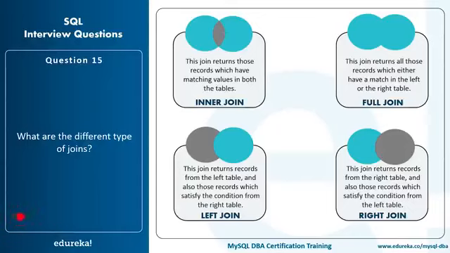Similarly, the right join is just the vice versa. The right join returns the records from the right table and also those records which satisfy the condition from the left table. So whenever you apply the right join to table A and table B and consider that table B is the right table, you'll get all those records from table B and also matching records from table A which satisfy the condition. So these are the various types of joins that you need to talk about, guys.